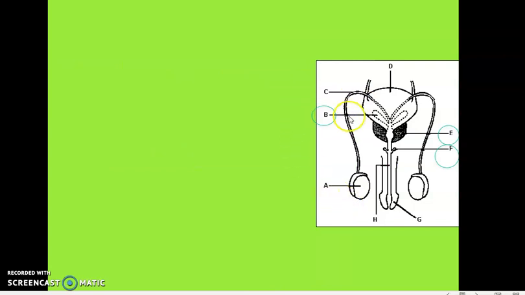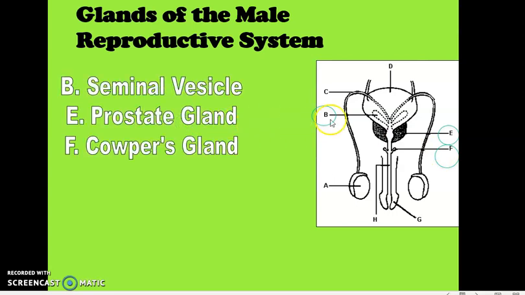Now, what are some of the other structures? B, E, and F are all glands that add fluid to the sperm, and that's what makes it semen. Remember, the sperm starts in A. Upon ejaculation, the sperm will travel through tube C. As it merges into the urethra, it's going to pass by B, the seminal vesicles, E, the prostate gland, and F, the Cowper's gland, and they all add fluid to the sperm, making it semen.